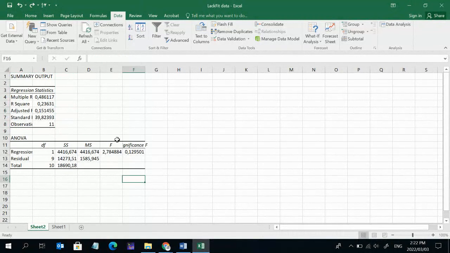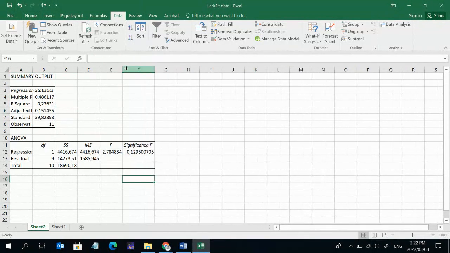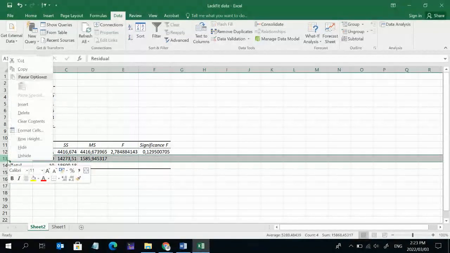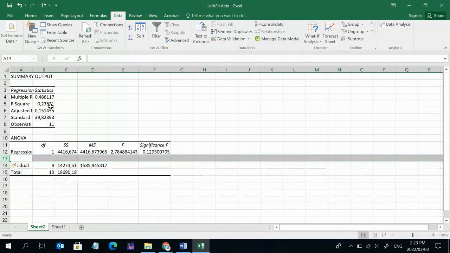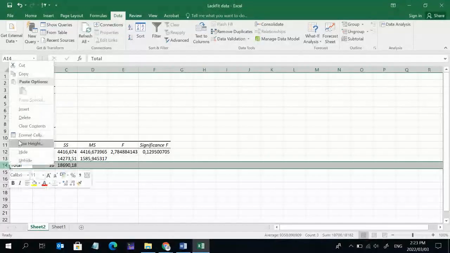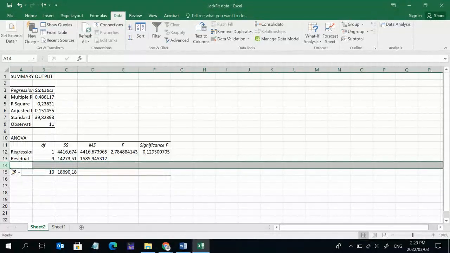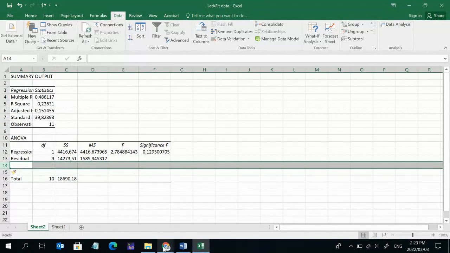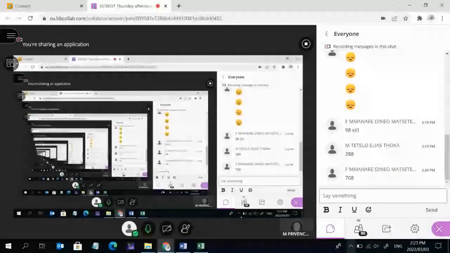So this is our ANOVA table, right? Where I'm going to insert two rows there. I want 2 rows. Guys, please mute your mic.